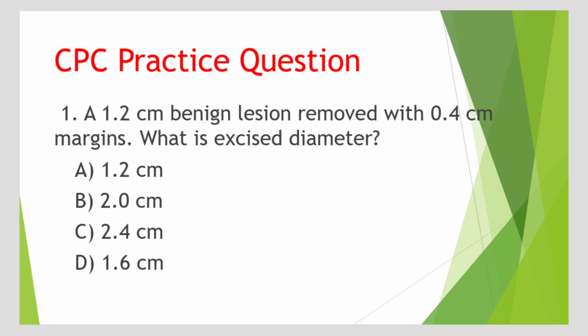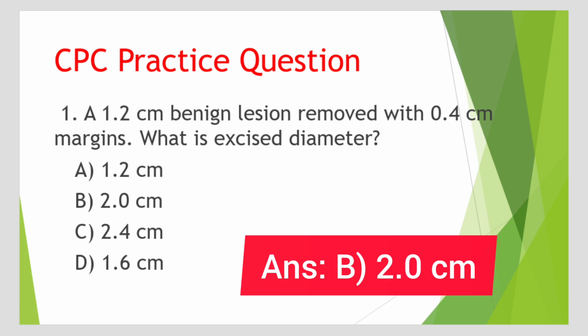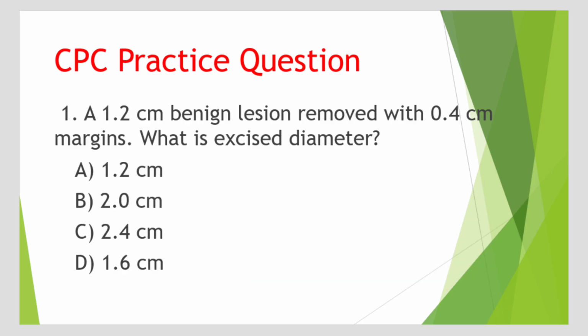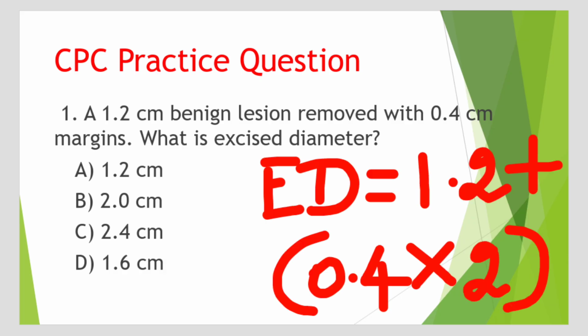First, a 1.2 centimeter benign lesion is removed with 0.4 centimeter margin. What is the excised diameter? So the answer is option B, 2 centimeter. Here the lesion size is 1.2 centimeter and the margin is 0.4. So 0.4 times 2 is 0.8. So 1.2 plus 0.8 is 2 centimeter.